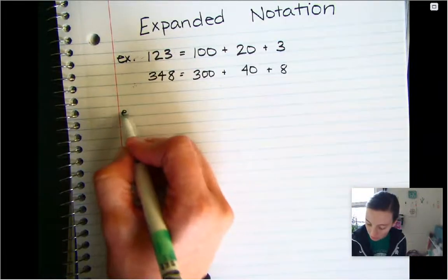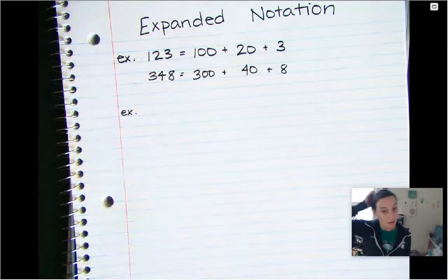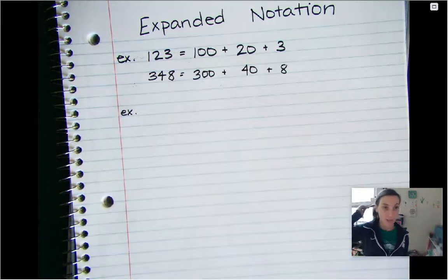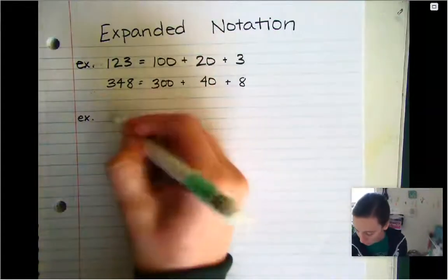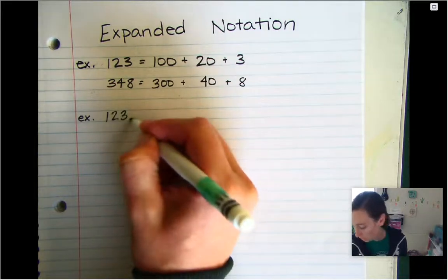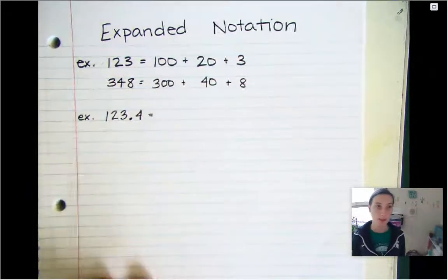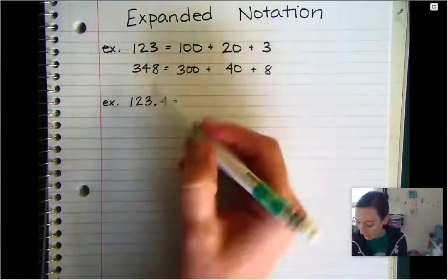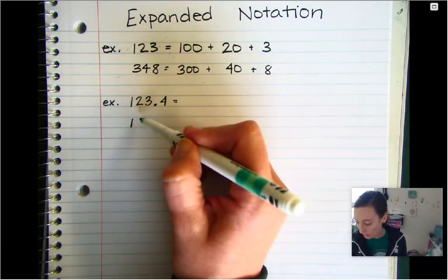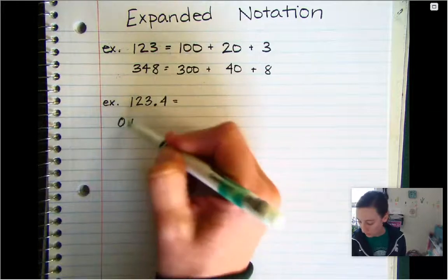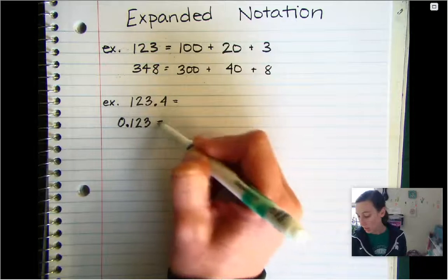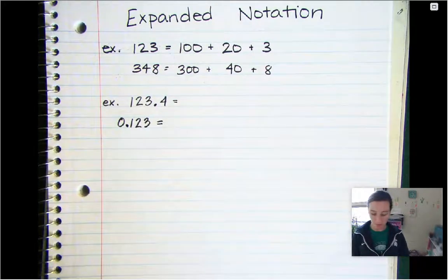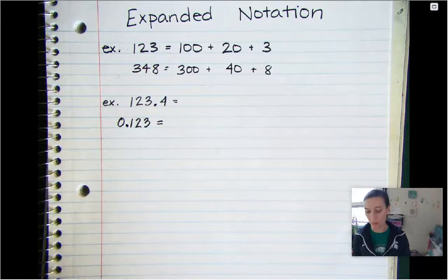So I want you to try a couple of these on your own, and then I'm going to see in class tomorrow what you got for your answers. I would like to start with, we'll do an easy one, 123 and 4/10. What would the expanded notation of that be? If we have 123 thousandths, what would the expanded form of that be?